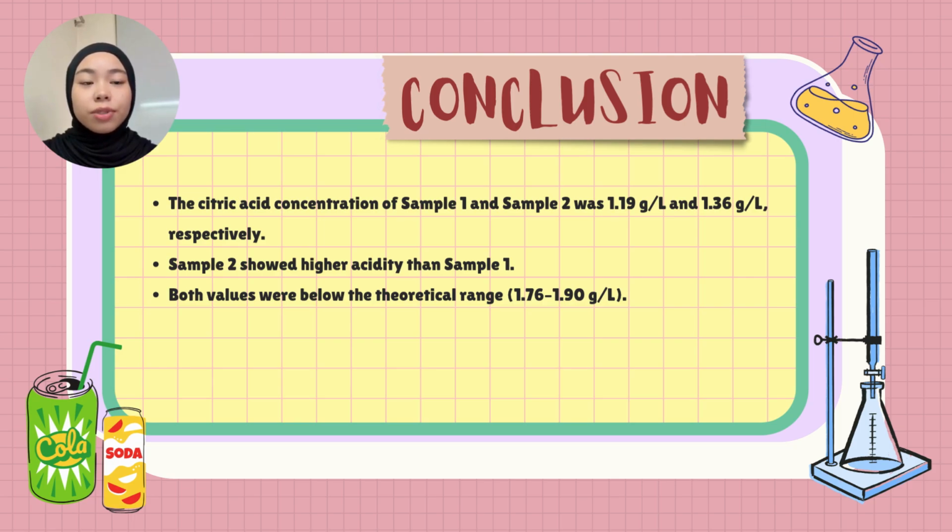In conclusion, the objective of the experiment was successfully achieved by determining the concentration of citric acid in two soft drink samples using acid-base titration. Sample 1 contained 1.15 grams per liter of citric acid, while sample 2 contained 1.36 grams per liter, indicating that sample 2 was more acidic.